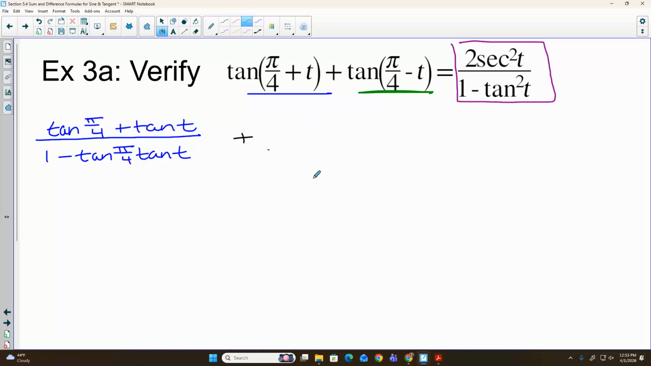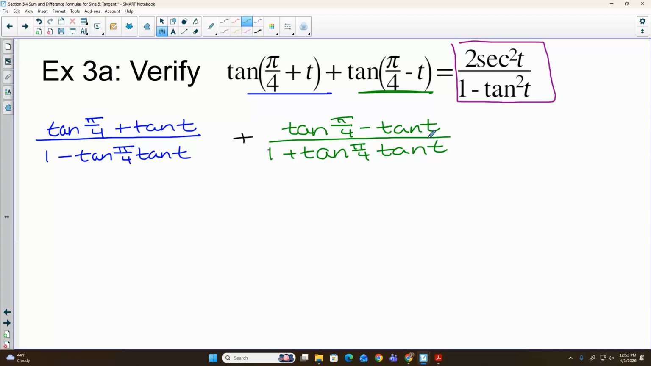All right, then we have the second one. So we do the formula again. The only difference is this time it's the tangent difference formula. So tangent of the first minus tangent of the second over 1 plus tangent of the first, tangent of the second. All right, from there, what should we do?